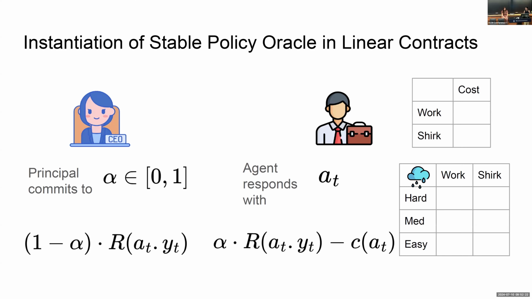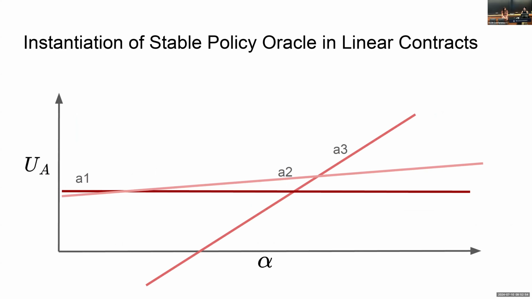But I didn't say how to construct a stable policy oracle. In this work, we show how to construct a stable policy oracle in linear contracts and one-dimensional Bayesian persuasion. Here I just want to talk a little about the intuition for how to construct one in linear contracts. A contract is linear if the principal just pays a proportion of the reward to the agent, and this proportion is denoted by alpha. In a linear contract, the agent's utility is linear in alpha.